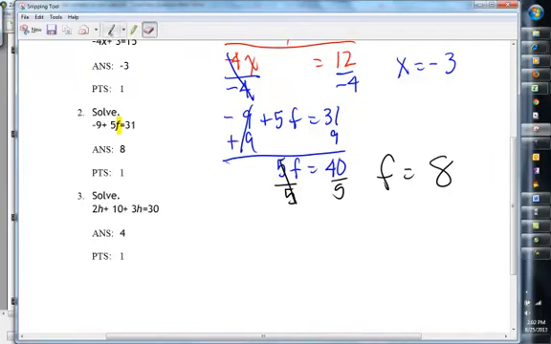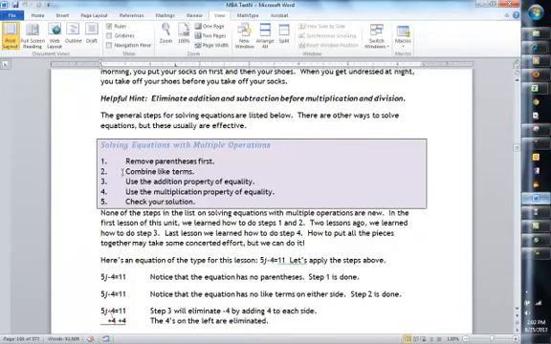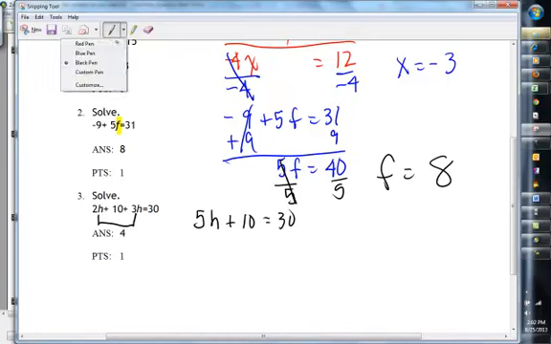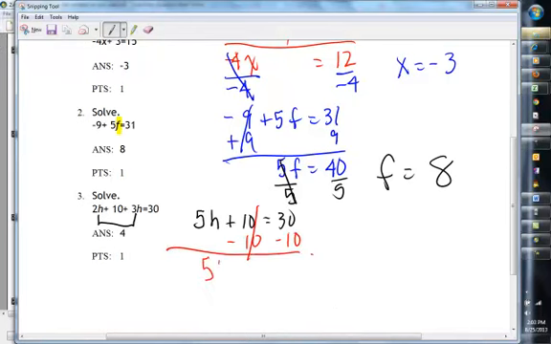Last one, we've got some interesting stuff going on here. Notice we've got some like terms to combine. In our problem-solving procedure, it says the second step is to combine like terms. So since there is no parentheses, let's do the second step, and we get 5h plus 10 equals 30. So our next step is to subtract 10 from each side, take care of the addition and subtractions first, and we get 5h equals 20. Now we're going to take care of the multiplications and divisions, divide both sides by 5, and we get h equals 20 divided by 5 is 4.